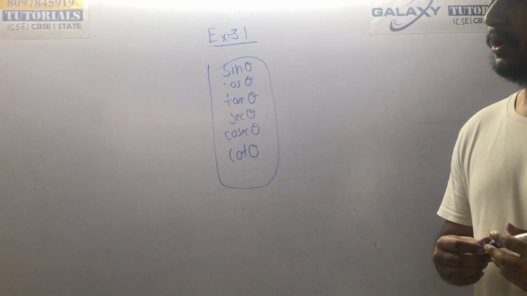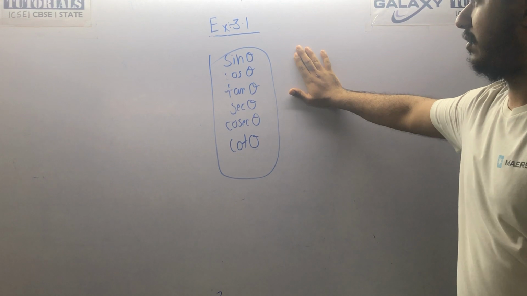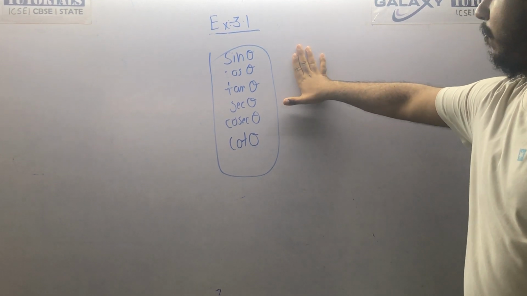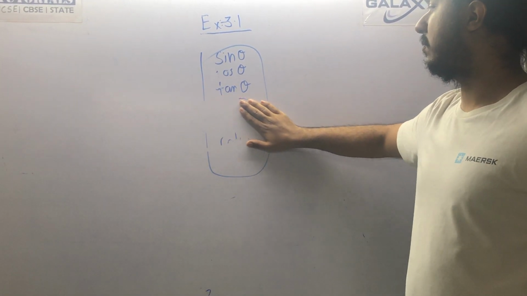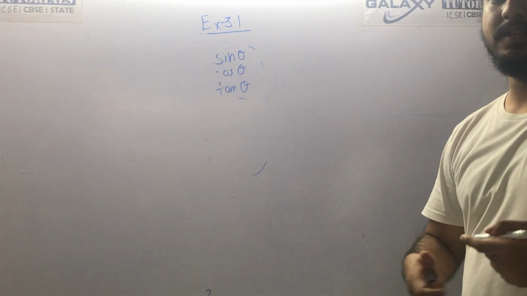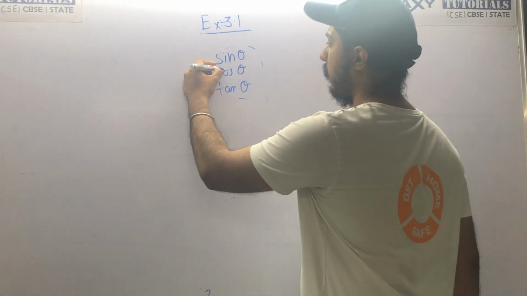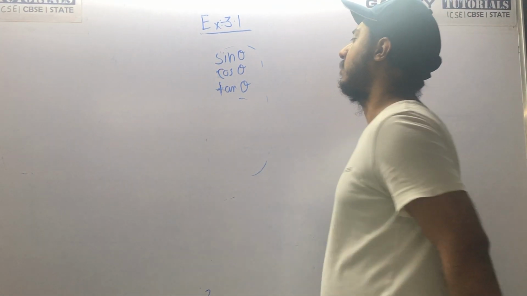Keep no doubt about it. Now, I will only find the values of these 3 functions, and you can find the rest of the values because they are very easy. Just take the inverse of sine, cos and tan, and you can find the rest. So I am going to find all these 3 values for all the functions.